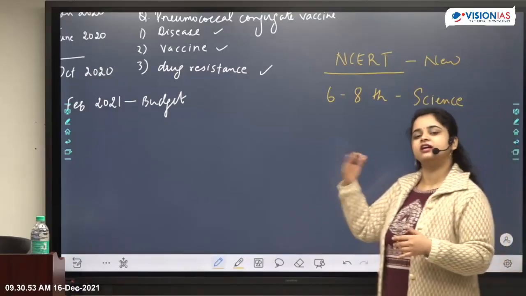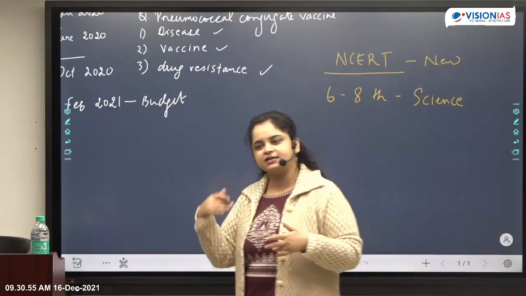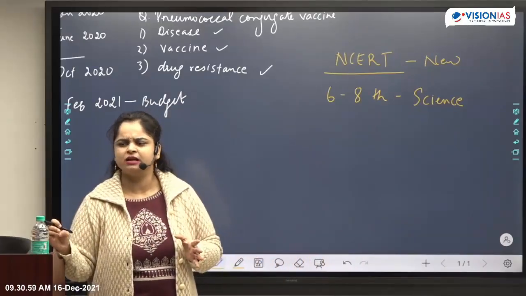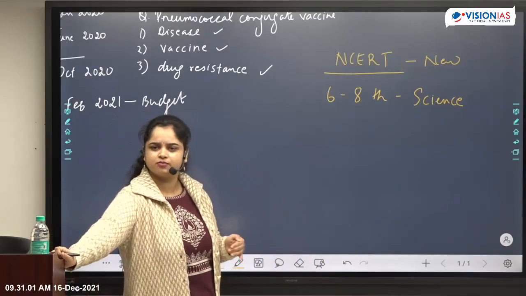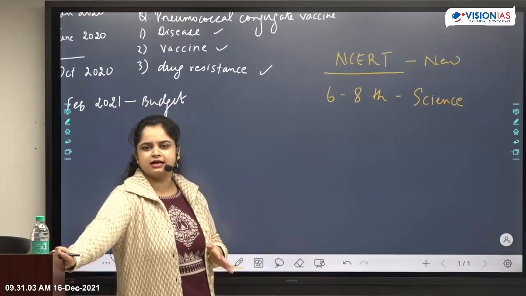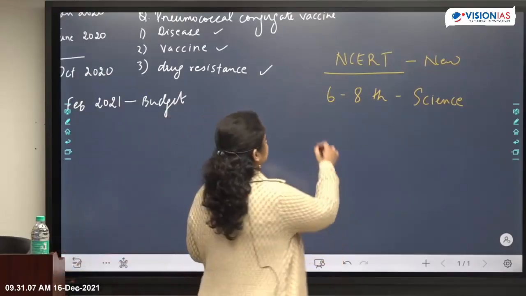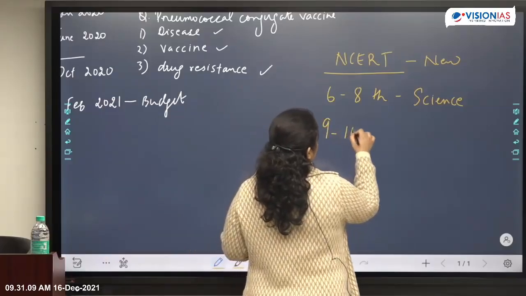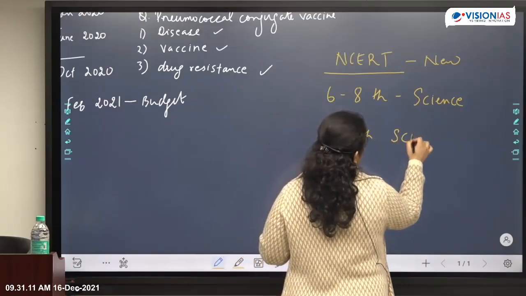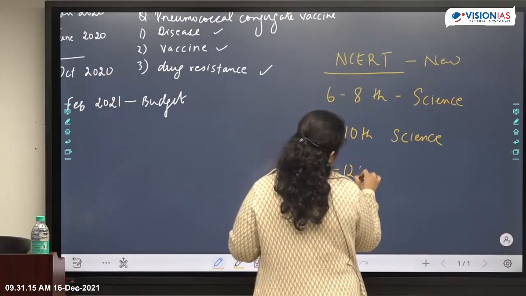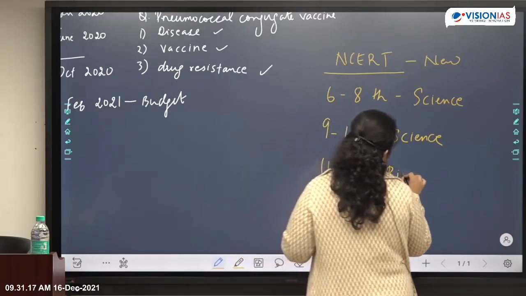You might not need to read it again. You might just add whatever you get here to your notes or however you are comfortable. But these are simple books, basic books. You will be able to understand, and there should as such be no problem here. Then we have 9th, 10th science, and then 11th, 12th biology books.